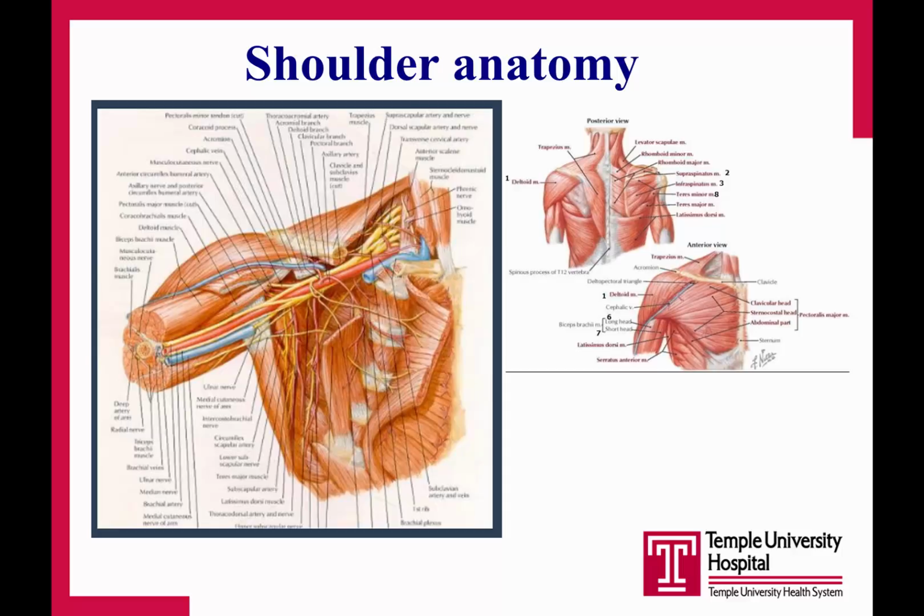The most important thing, of course, is to know your anatomy, and that includes all the nerves and vessels around the shoulder, the front and the back of the shoulder. Highlighting here, the brachial plexus and the axillary nerve.